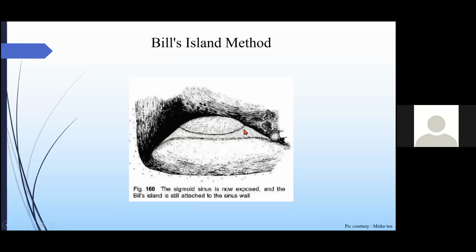But there are limitations for this Bill's Island method of exposure, because one has to be very careful while making this small groove. We can directly injure the sigmoid covering, and when we are pushing it posteriorly, sometimes a tilt of this bone at the edge can itself damage the sigmoid. So we have to deal with the complications unnecessarily.